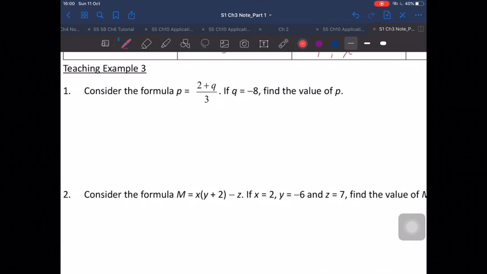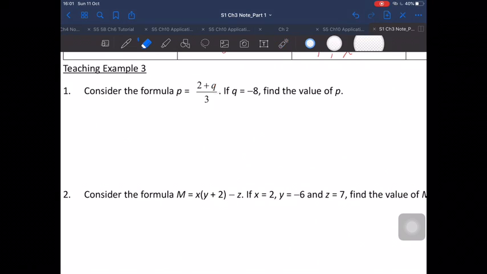So that means now the value of Q is equal to negative X. What does it mean? That means when we read the formula, Q is not a Q now. It will be changed to negative X. The value is changed. Then can we solve the value of P? Yes, because 2 plus negative X over 3, we can solve the value of P.